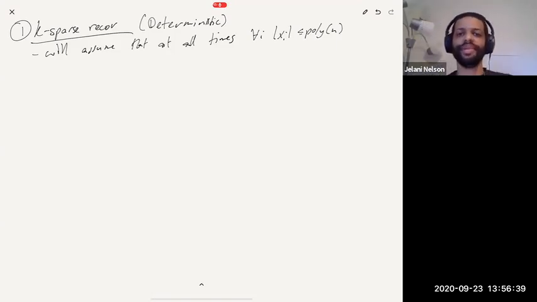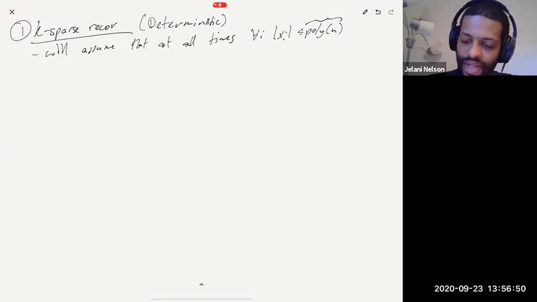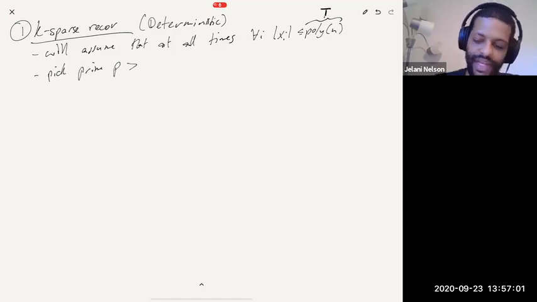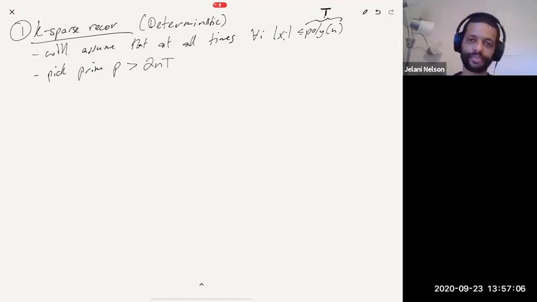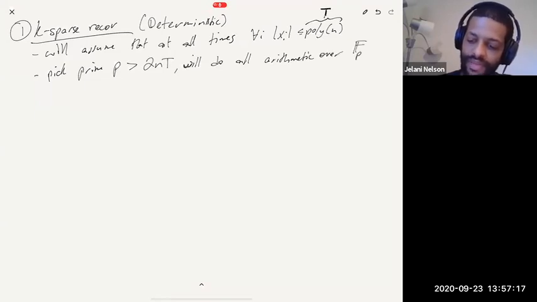So it's going to be a linear sketching approach. And what I'm going to do is pick, let's say that this upper bound is, let's call it capital T. I'll pick a prime that's bigger than, let's say, 2nT, and I'll do all arithmetic over the finite field on p elements.